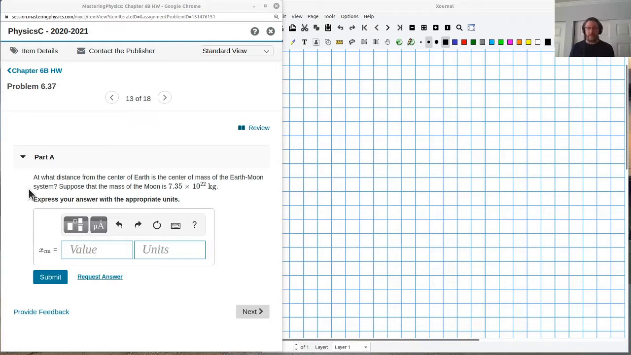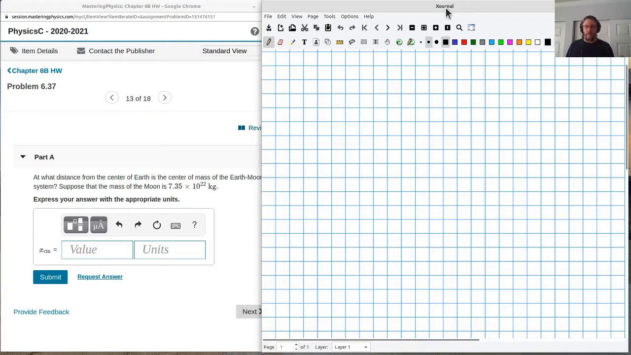Okay, so center of mass, we know, is the literally weighted average of the positions of all the objects in the system. So the position of the center of mass is going to be M1 position 1 plus M2 position 2, divided by the sum of the two masses. Okay, that seems fine. And they've given us the mass of the moon, so we've got one of them.